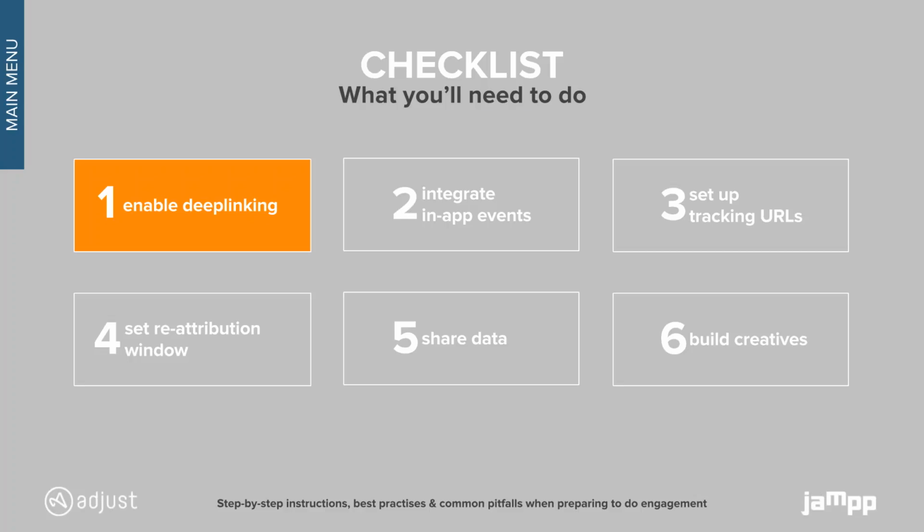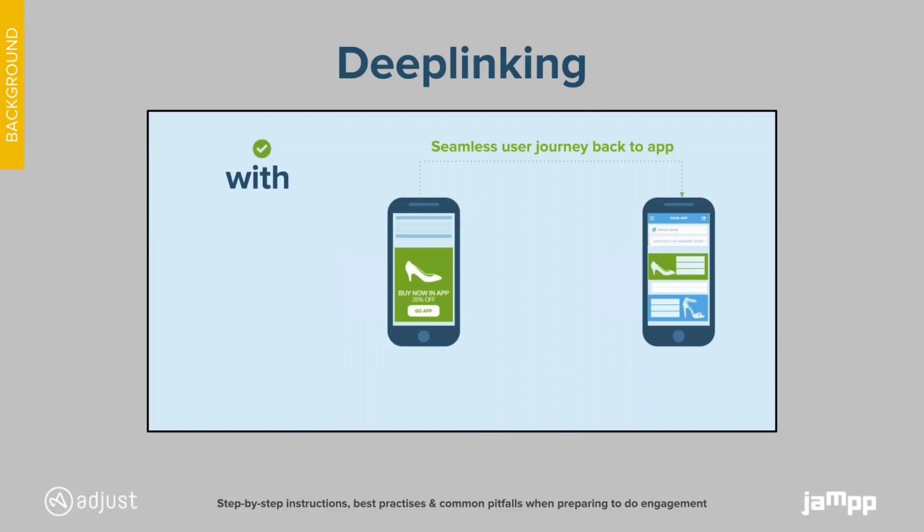First up, let's talk about deep linking. So a deep link is a hyperlink that takes users straight to your app. With deep linking enabled, when someone who already has your app installed clicks on your engagement ad, that click results in the app automatically being opened up on their phone. It's a seamless user journey.